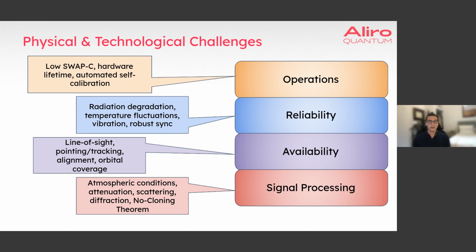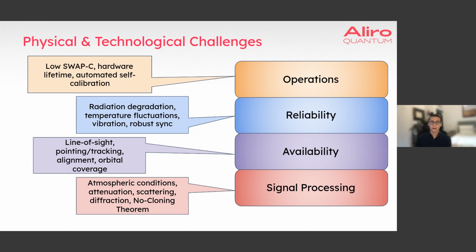We also need our system to be reliable, right? And we have to take into account all of the factors that come with a space deployment on a satellite. We have to think of the effects of radiation and how that may degrade certain quantum components. We have to consider large temperature fluctuations as the satellite is orbiting Earth. We have to consider vibrations, and we have to maintain a robust synchronization system to make sure our satellite system is reliable.